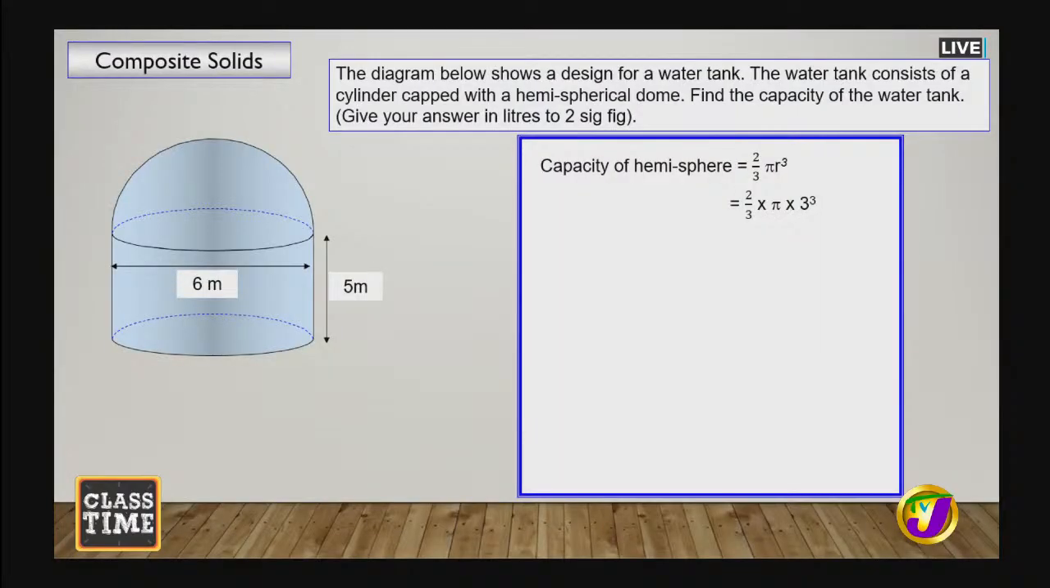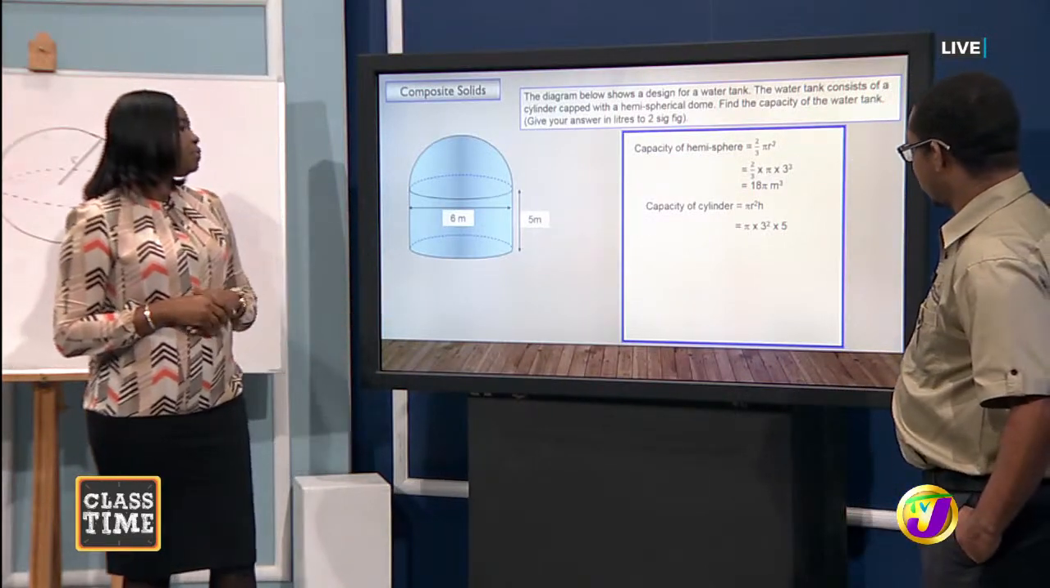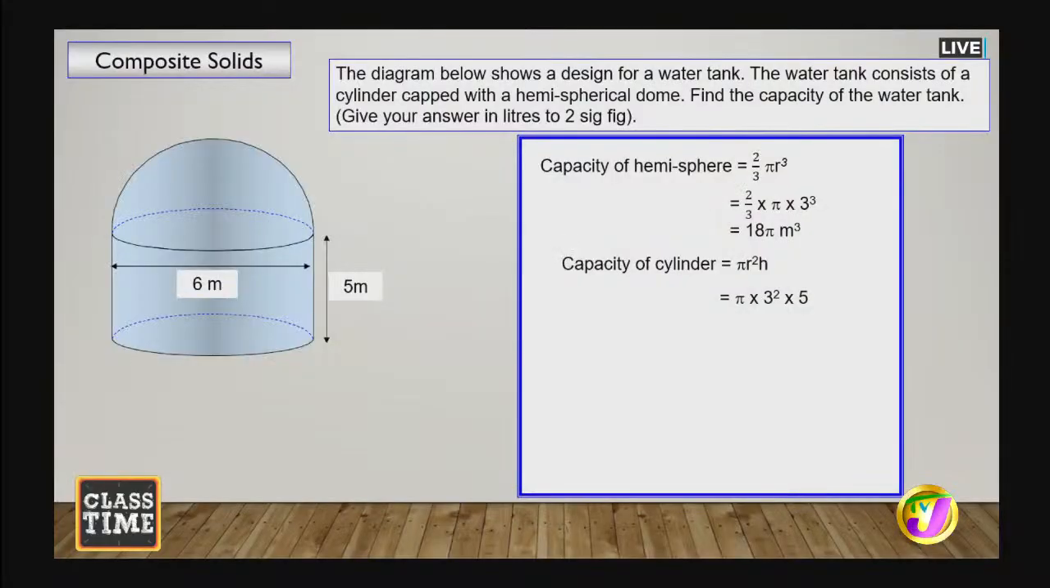Substituting that 3 into our formula, we'll get a volume, or the capacity, of 18 pi cubic meters. Awesome. So we have looked at the hemisphere. Let's look at the cylinder. We're also using the same radius for the cylinder. So it is going to be 45 pi cubic meters.